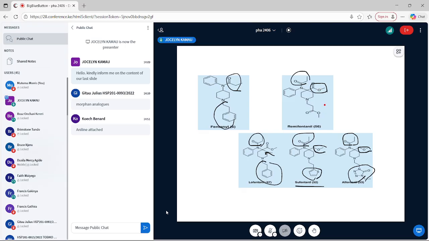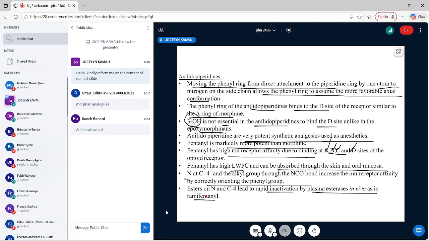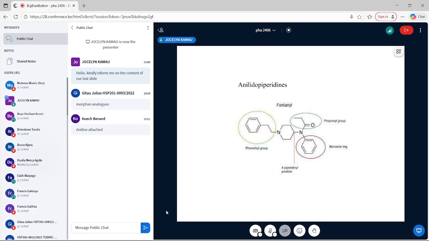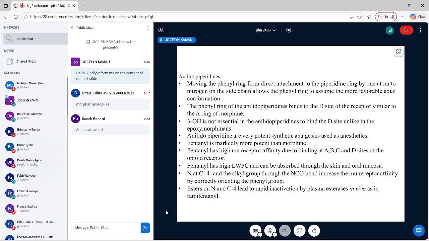Yes, this one has two. You see, now we have two nitrogens. So the nitrogen we are talking about, here I should put it correctly, is the terminal nitrogen. Esters on the terminal nitrogen, because again, we have another nitrogen. So esters on the terminal nitrogen and carbon 4 lead to rapid inactivation by plasma esterases in vivo, as in remifentanil. And indeed, if you look at remifentanil, it has two esters.